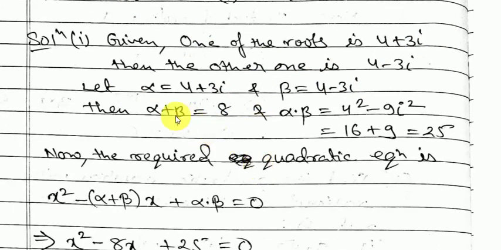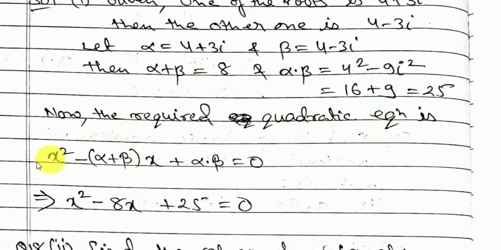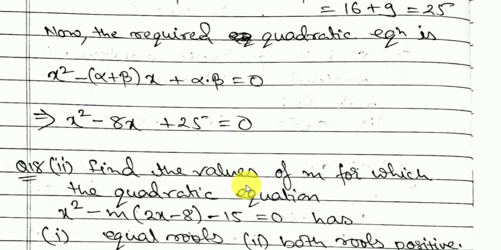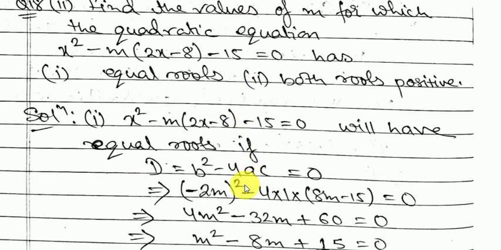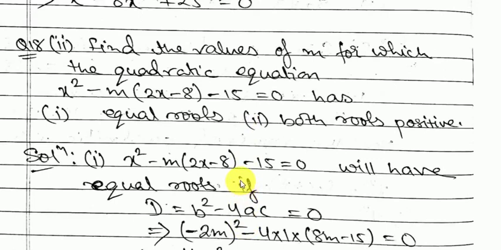You know that if you have two roots, alpha and beta, then the equation will be x square minus sum of the roots into x plus product of the roots. Substitute those values and you get the answer. Question number 18.2.